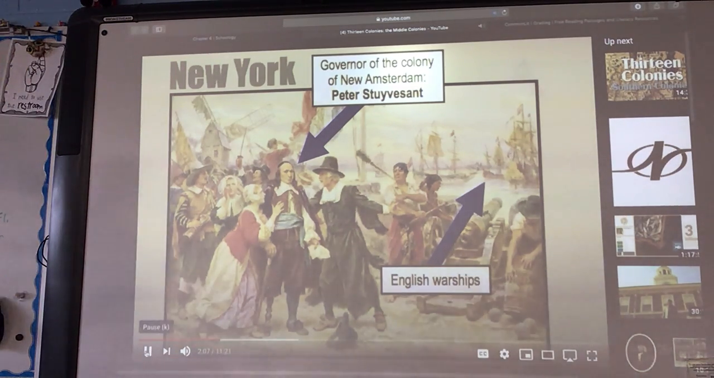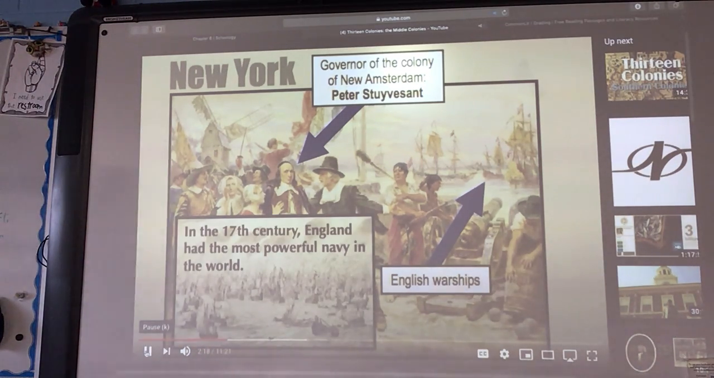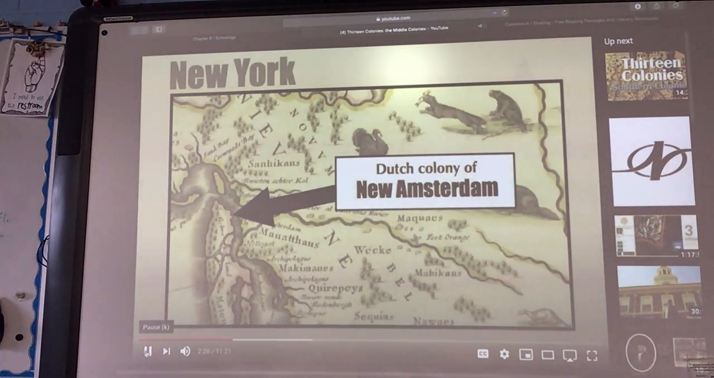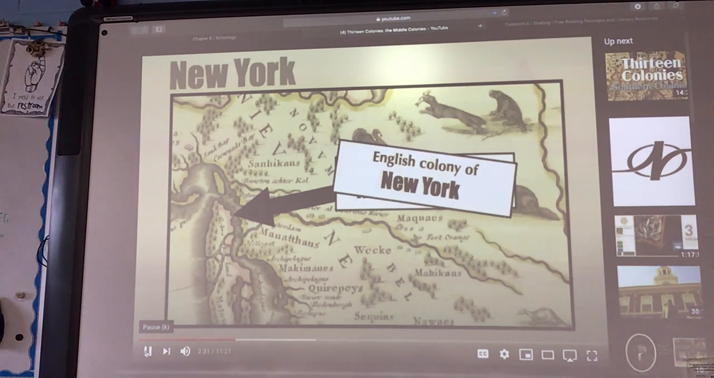The English and the Dutch at this time are colonial rivals. The English are jealous of this successful trading post that the Dutch have created, and so they send warships into the harbor. At the time, the Dutch didn't have a chance of withstanding an attack from the English, and so they had to hand over control of this colony to the English. So what started out as the Dutch colony of New Amsterdam is going to become the English colony of New York.